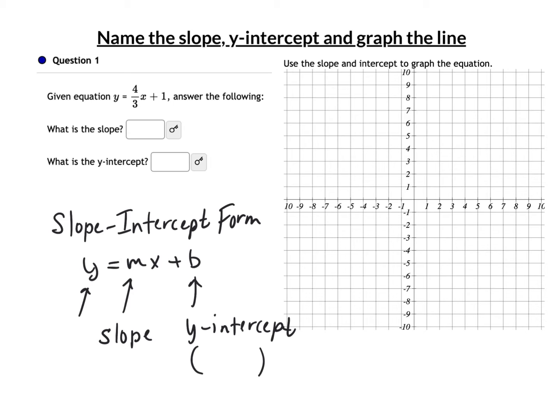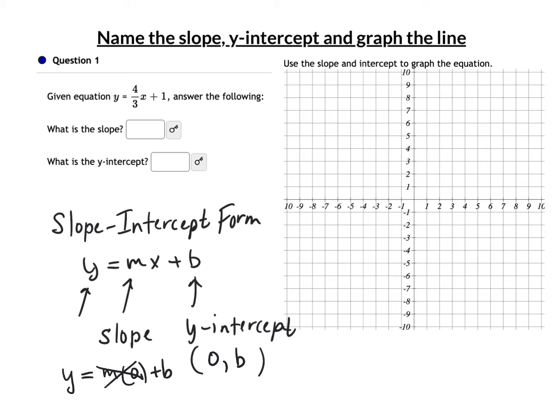When you're on the y-axis, you don't go left or right at all. You know that x is 0. And if you take y equal mx plus b, and you put a 0 in, m times 0 plus b, anything times 0 is 0, and y is then equal to b. The y-intercept is always the ordered pair 0, comma b.